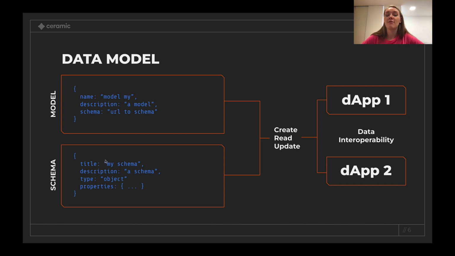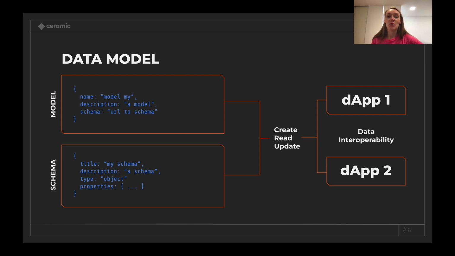Data model can be defined for any feature in your application. So for example, if you're building that Web3 social app, you might have features like creating user profile, creating a post, following someone. So for each of these features, you will have a data model defined, and you will have that schema defined. The best thing about all of this is that data models can be shared on Ceramic Network with other developers.